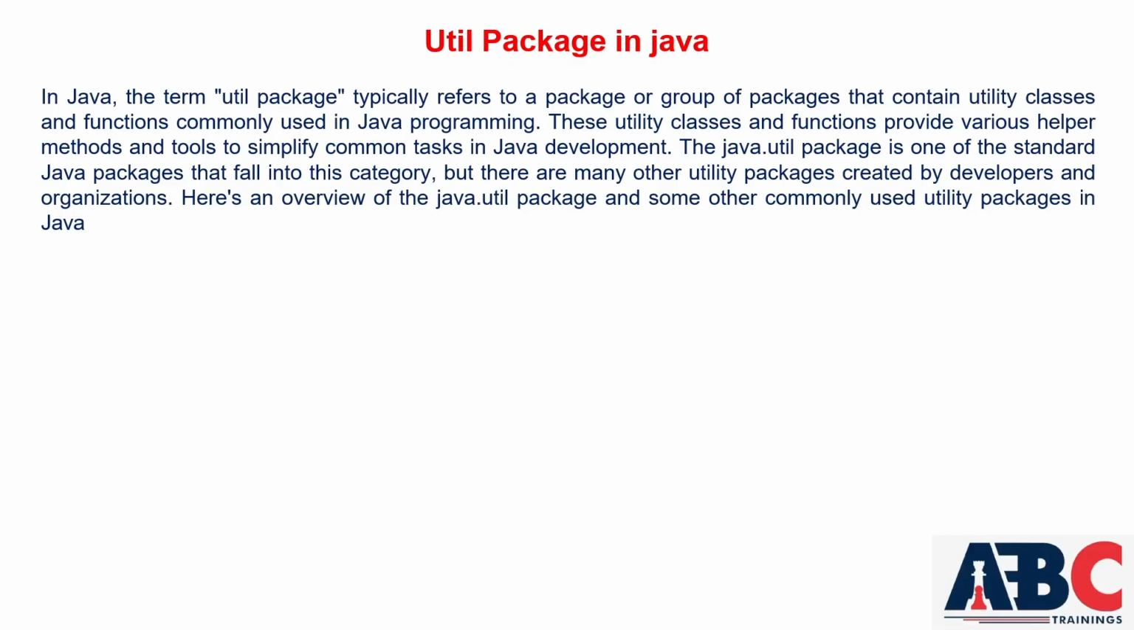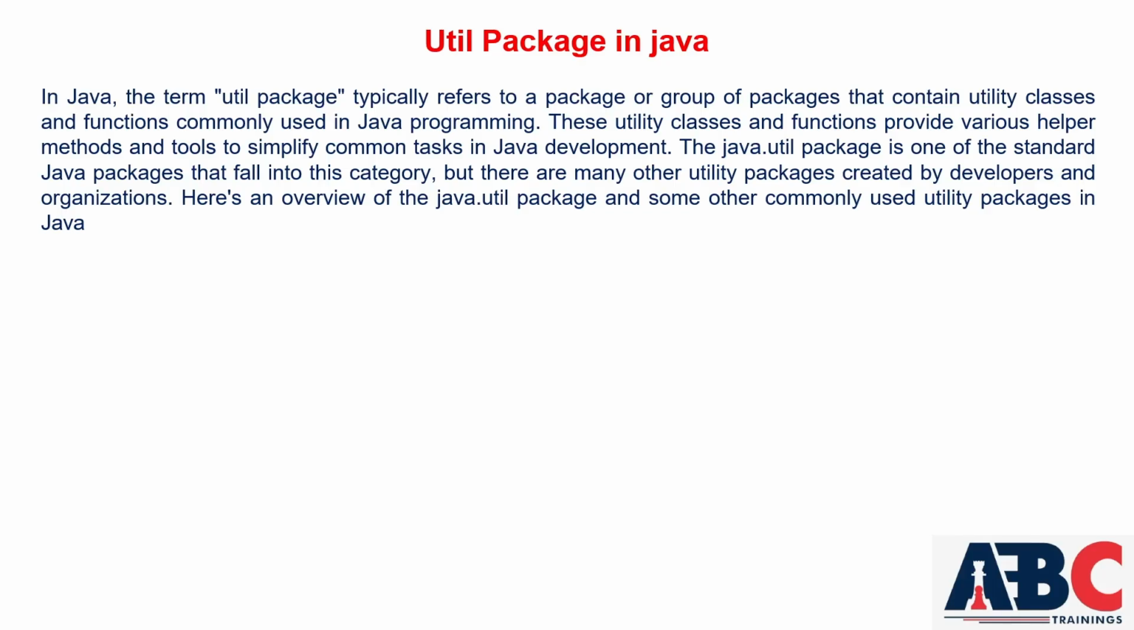In Java, the term util package typically refers to a package or a group of packages that contain utility classes and functions commonly used in Java programming. These utility classes and functions provide various helper methods and tools that simplify common tasks in Java development. The java.util package is one of the standard Java packages that falls into this category. But there are many other utility packages created by developers and organizations. Here's an overview of the java.util package and some other commonly used utility packages in Java.